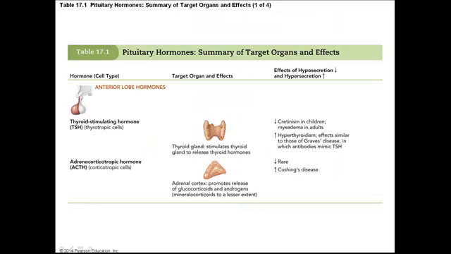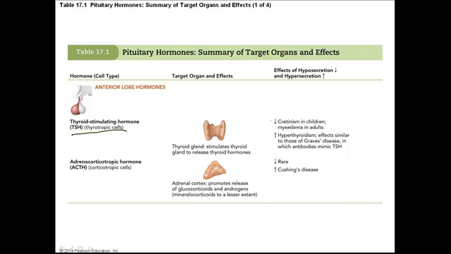Okay, here's the table. So if I were you, I would be able to identify the different parts of the different organs on the body, and I gave you a review sheet for that. And then you need to know what these different hormones do. So TSH, which is thyroid stimulating hormone. Now, the thyroid gland stimulates thyroid gland to release thyroid hormones.